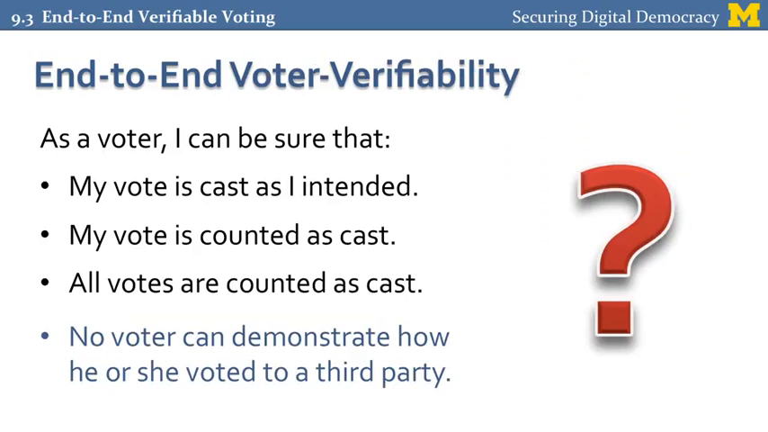So the question is, can we provide a system that has all of these verifiability properties, but also ensures that no voter can demonstrate how he or she voted to a third party, that provides a strong notion of ballot secrecy? Many researchers think the answer is yes. We can provide a system that is both verifiable and maintains the secret ballot. And the way that they propose to do this is by introducing computer cryptography to the process.